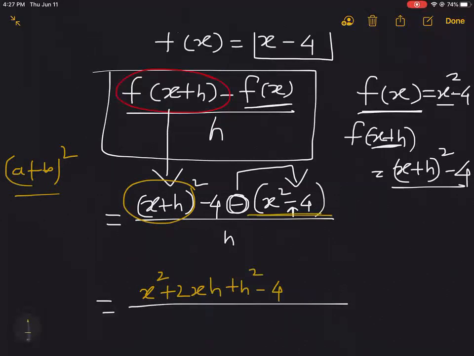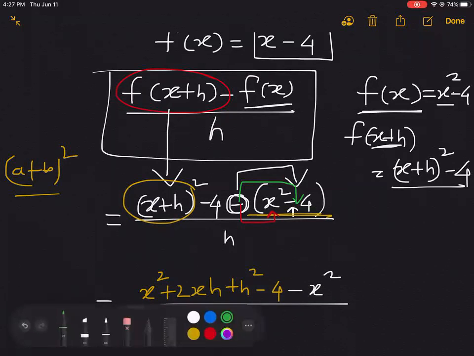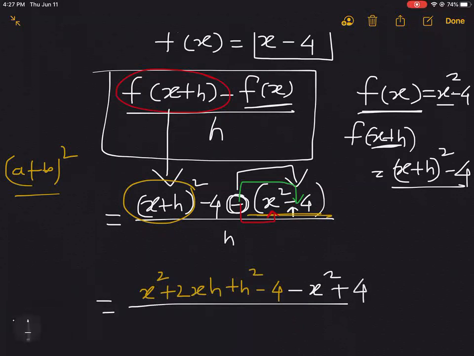Now I'll expand this, okay? So negative times x squared will be negative x squared, right? And negative times negative 4 will give us a positive 4. Are you guys okay with that? I have a negative in front, so whatever I have inside the parentheses will actually change its sign. So this positive x squared will become negative x squared. This negative 4 will become positive 4.